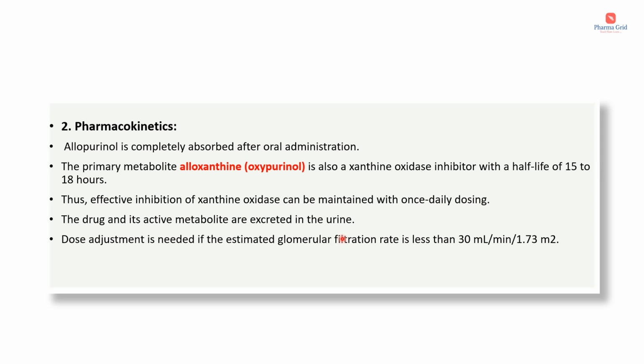So the active metabolite of allopurinol is alloxanthine or oxypurinol. Dose adjustment is needed if the estimated glomerular filtration rate is less than 30 ml per minute per 1.73 meter square.